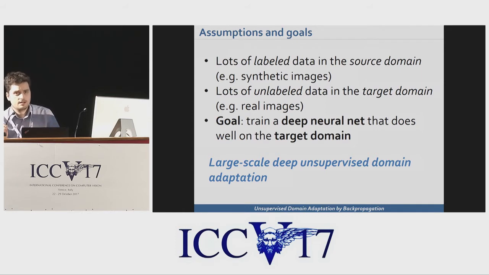There could be cases, and maybe in most scenarios, there would be a case for semi-supervised domain adaptation when you have some small amount of labeled data in the target domain. But the ideas I will be talking about today generalize to those scenarios pretty straightforwardly.